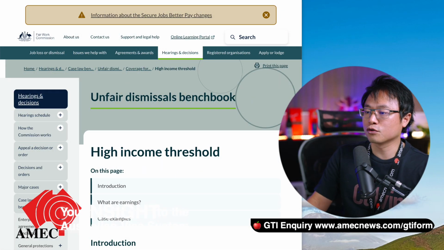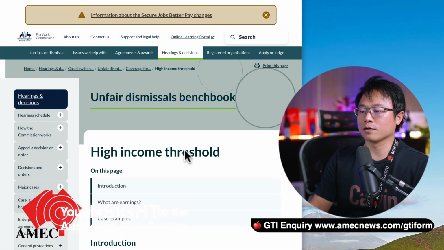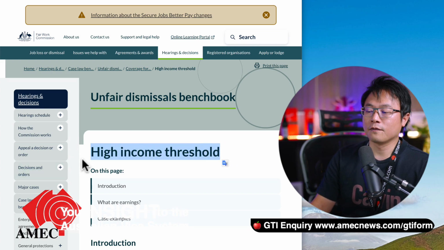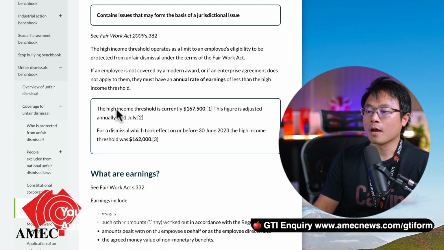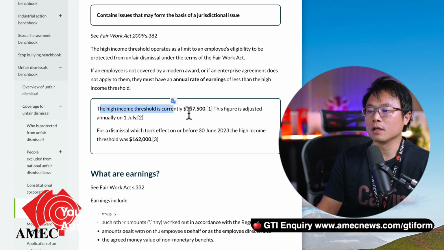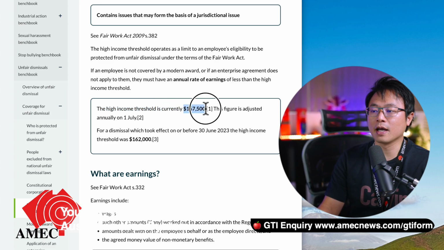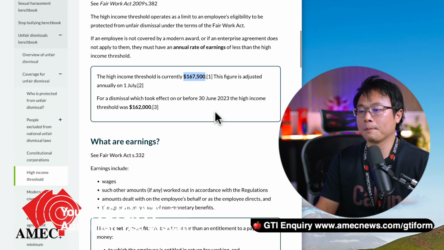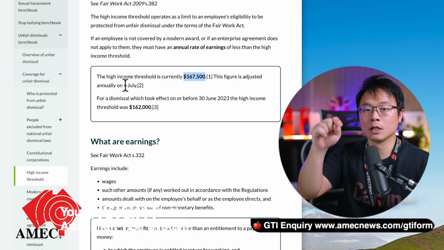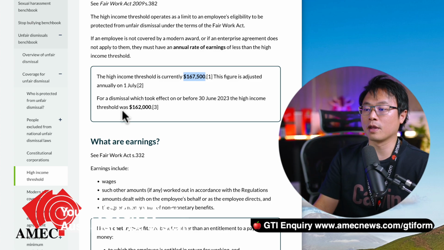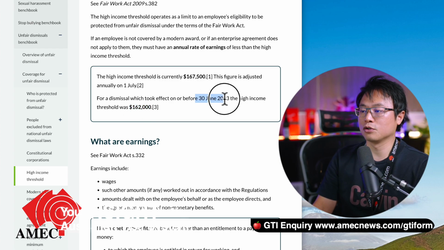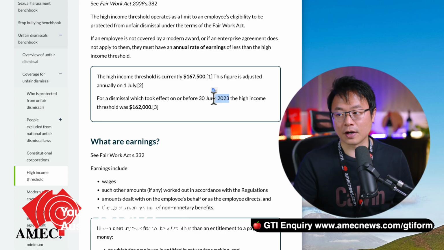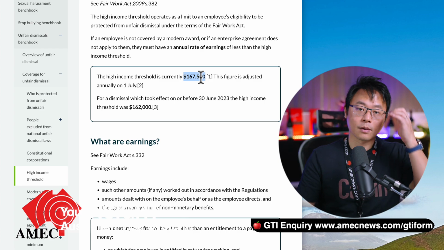So if you go to Google and you punch in Fair Work section 333, you will find this high income threshold webpage issued by the Fair Work Commission. Okay, so 333 will say this. The high income threshold currently is $167,500 per annum, and that's from July 1st, 2023. Now before that was $162,000. That was back in June 2023. So that was the last financial year. That's where you find your high income threshold there.